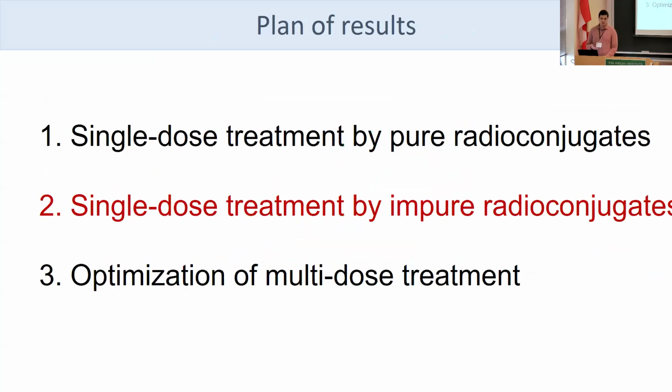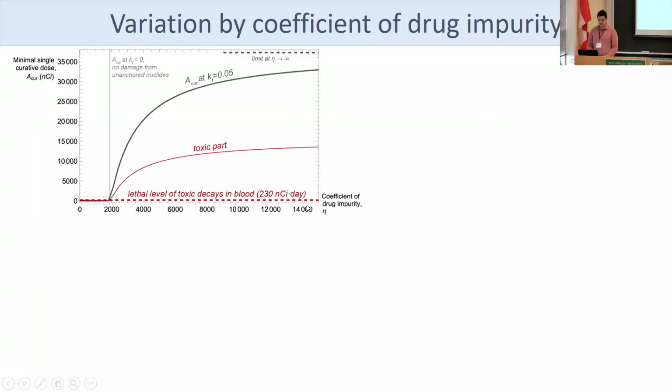But when we use impure radioconjugates and multiple doses, the situation becomes different. Let's gradually increase the coefficient of drug impurity, diluting the radioconjugates in unlabeled antibodies. As we do it, there is a certain threshold after which the minimal single curative dose increases drastically, and this threshold is defined by the number of antibodies that cancer cells can anchor. If we neglect the damage from unanchored nuclides, which float in blood, then it just skyrockets, implying that cure is impossible. Since there is some small efficacy, the cure is possible, but only if we inject dramatic doses associated with strong toxicity, which rapidly becomes lethal.